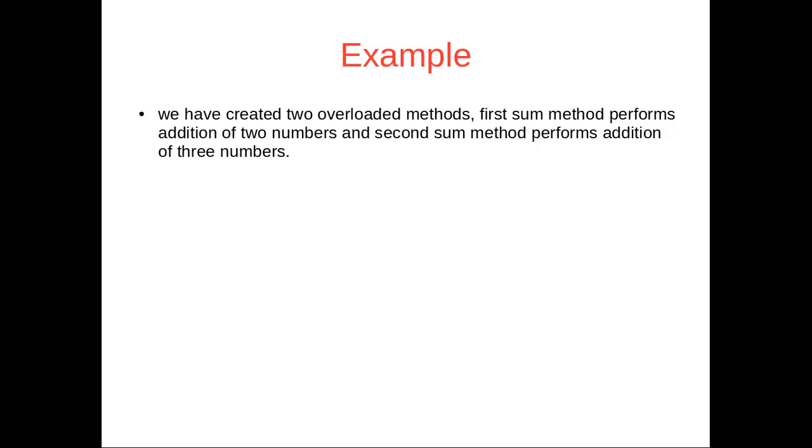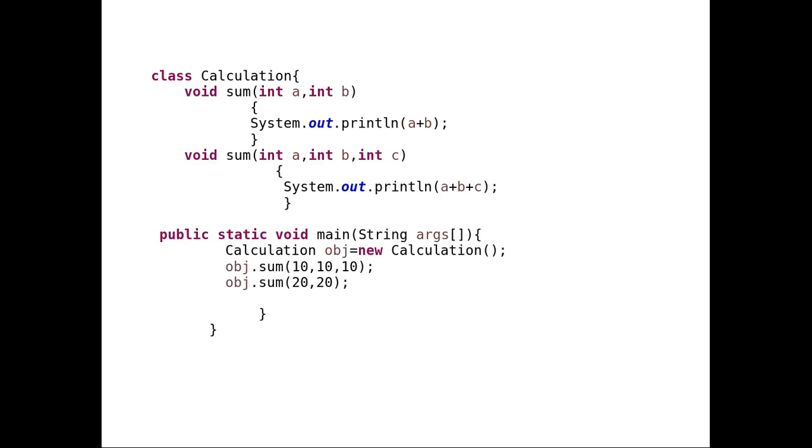For example, we have created two overloaded methods. The first sum method performs addition of two numbers and the second sum method performs addition of three numbers. Here is the example. Here I have created a class named Calculation, and we have implemented two methods: sum which has two arguments, and another sum which has three arguments.